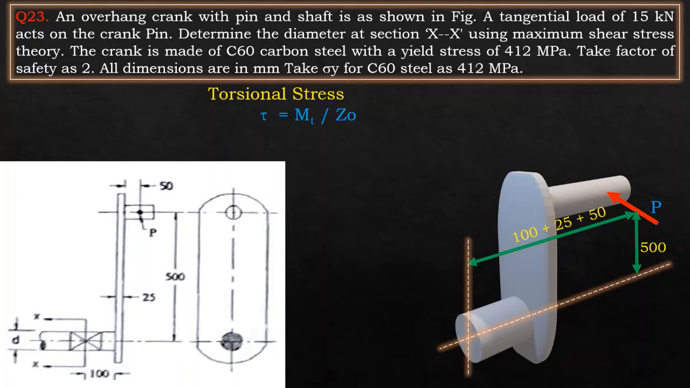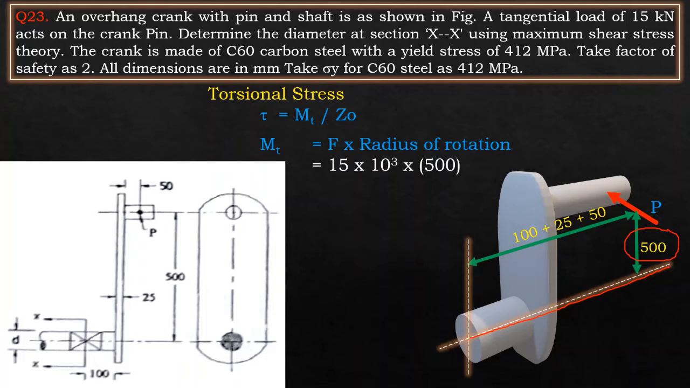The torsional stress tau is given by the equation Mt by Z0. In this case, Mt is nothing but the force applied multiplied by the radius of rotation. It can be clearly seen from the diagram that the radius of rotation is 500 mm. It is the distance from the load P to the axis of rotation. This is the axis of rotation. Therefore, Mt is equal to the load applied multiplied by 500, which gives the value of 7.5 into 10 power of 6 Newton mm.